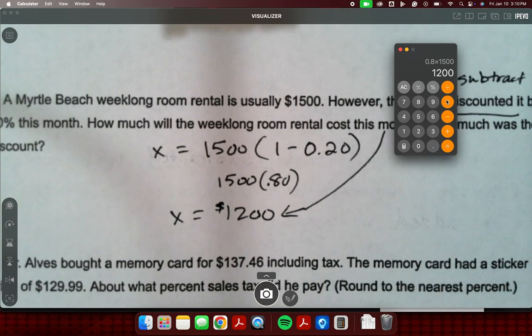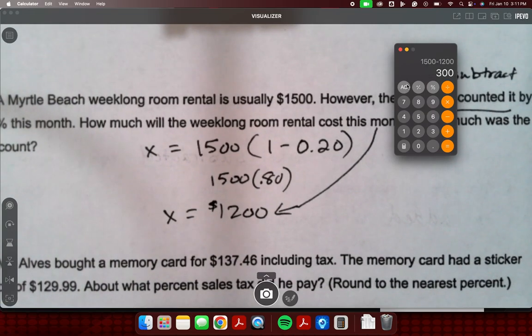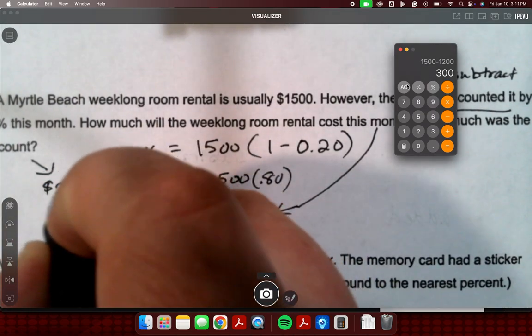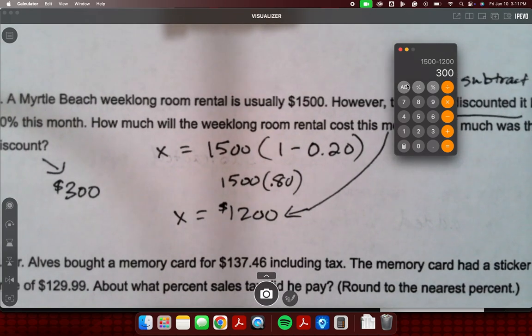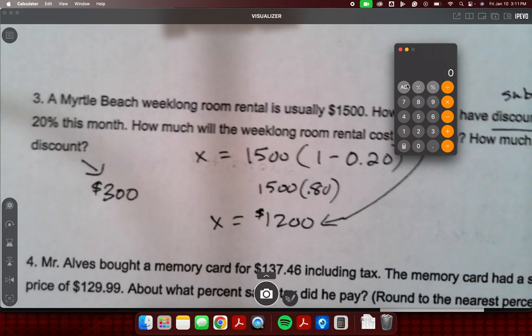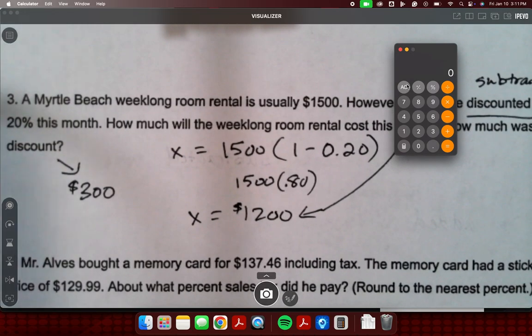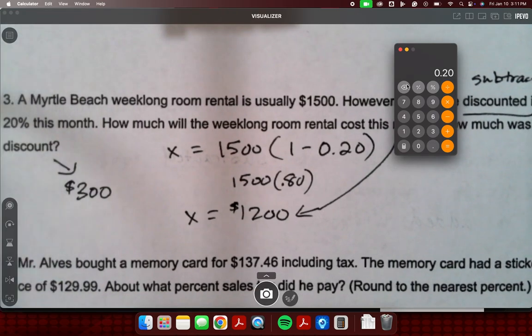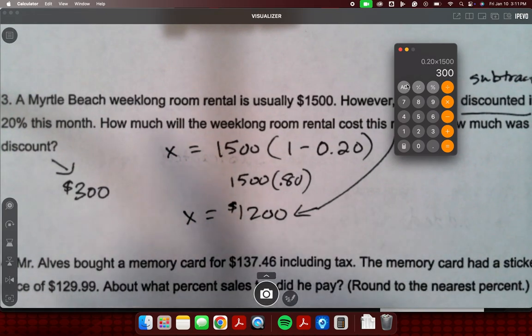So to figure out the discount, we just need to look at the difference between the original cost and the discounted cost. So it was $1,500. Now it's $1,200. So if we subtract those, we get the discount, which is $300. And again, another way you can figure that out is you could say, well, they took 20% off of $1,500. So to find 20% of $1,500, we would do 0.20, or just 0.2, times $1,500, and that tells us the discount is $300.